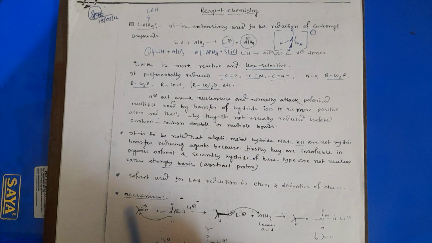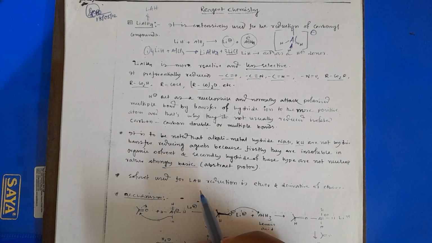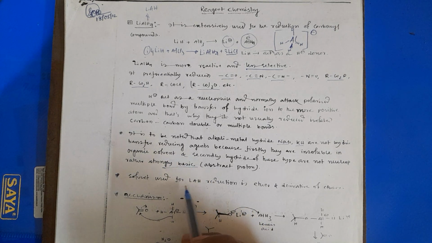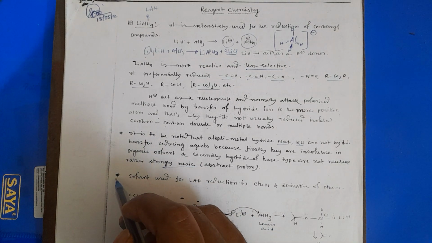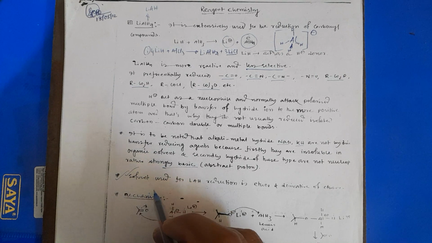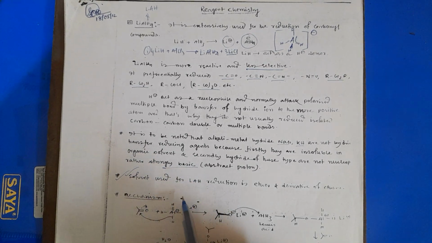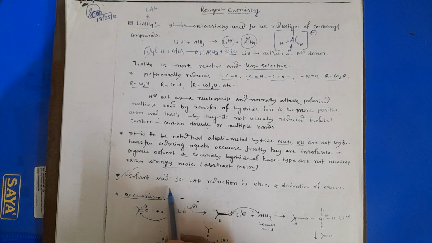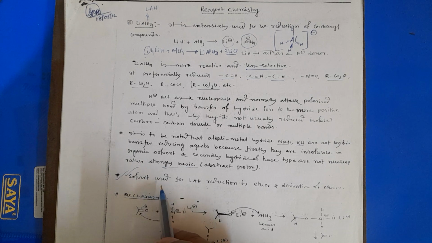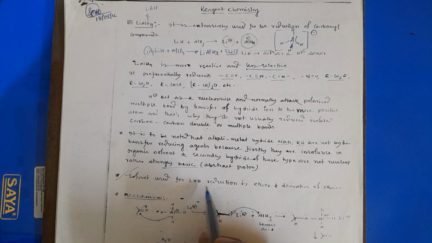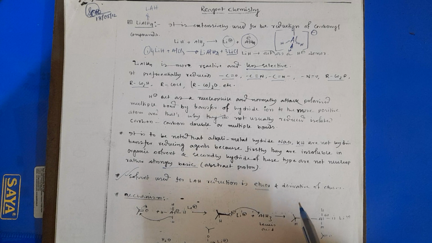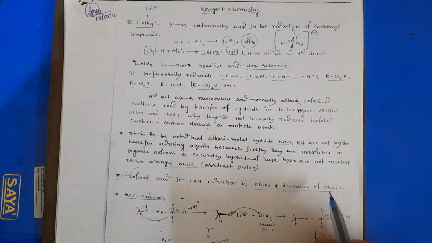Okay, so now when we try to do some reaction or reduction in presence of lithium aluminum hydride, the solvent is very important over here. The solvent used for lithium aluminum hydride reduction is ether or a derivative of ether. That is very important.